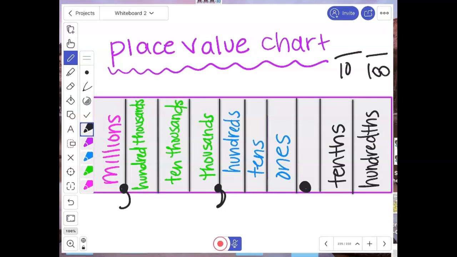So I want you to copy this place value chart down. It's important that you have it. And it's important that you know that the first place to the right of the decimal is the tenths, and then the next place to the right of that is the hundredths. So I want you to pause right now and copy this. And then we're going to talk a little bit more about fractions and how they can be written as decimals. So pause now.